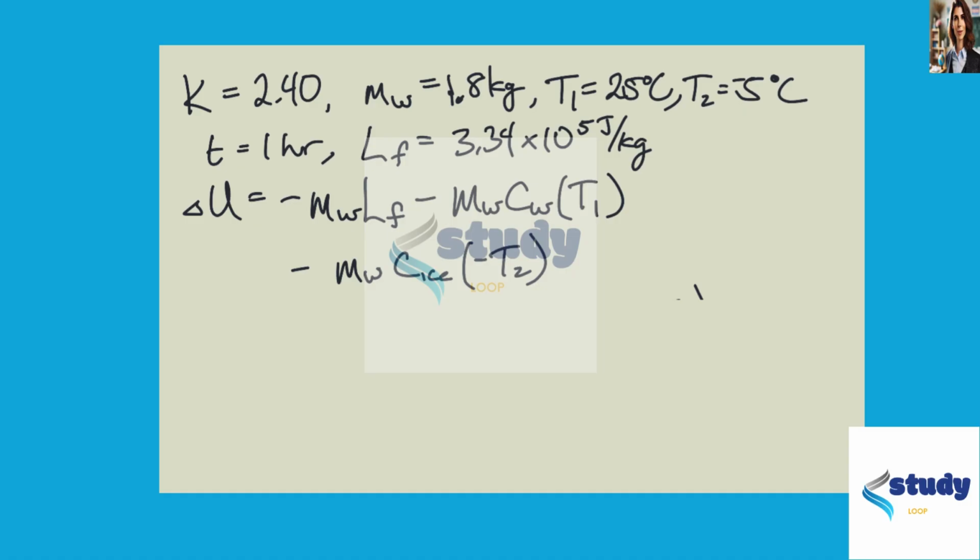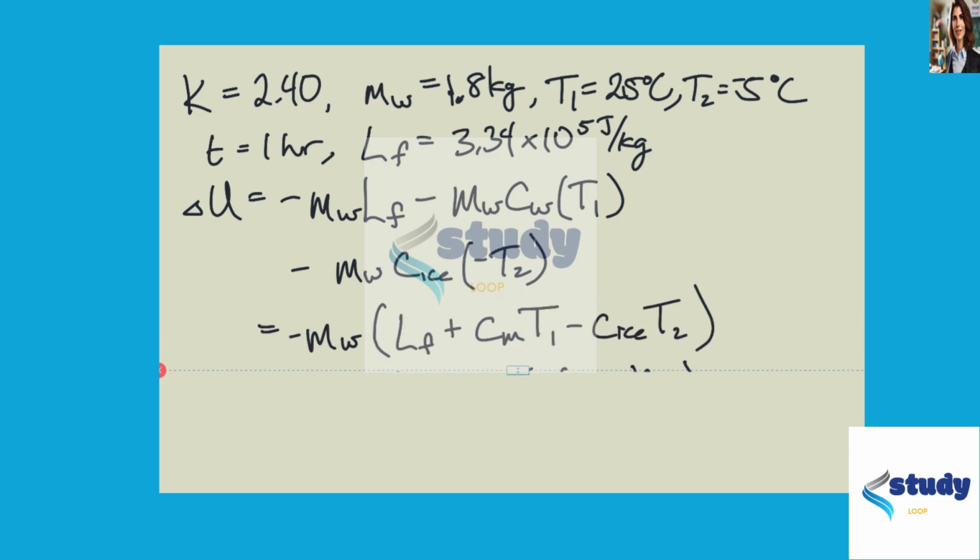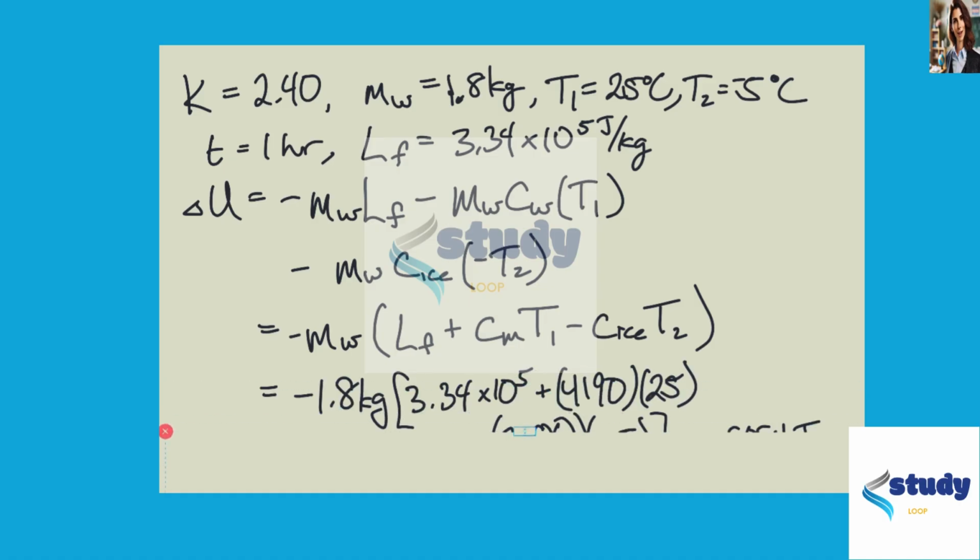And then minus the mass of the water, which is also the mass of the ice, times the heat capacity of ice times 0 minus its temperature. And if we plug everything in, well, first we can pull out the mass of the water. So we get minus the mass of the water times quantity latent heat of fusion plus the heat capacity of water times the temperature of the water minus the heat capacity of ice times the temperature of the ice. And if we start plugging in numbers, we get that is minus 808 kilojoules.